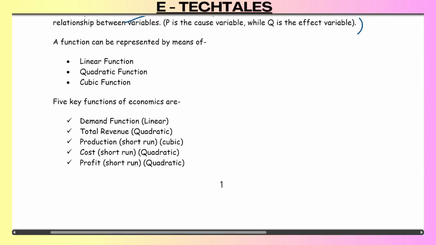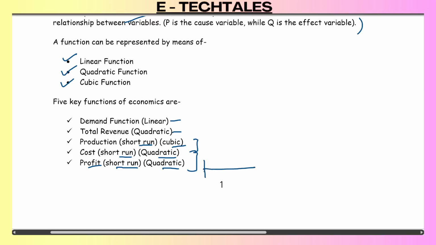See, so a function can be represented by a linear function, quadratic, and cubic. Demand function is linear. Total revenue is a short run. Production is for a short run, that is cubic. Cost short run, that is quadratic. And profit, that is also short run, it is quadratic. Cost and profit, they are quadratic.